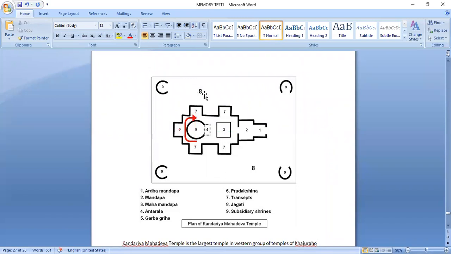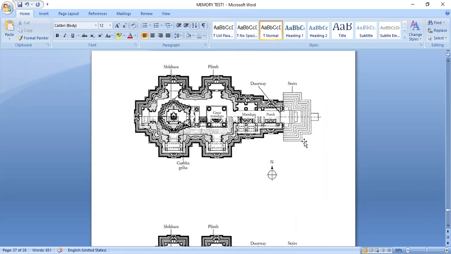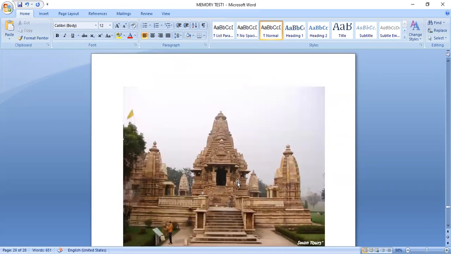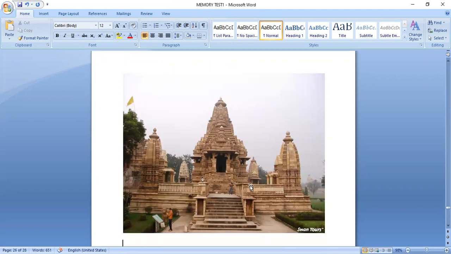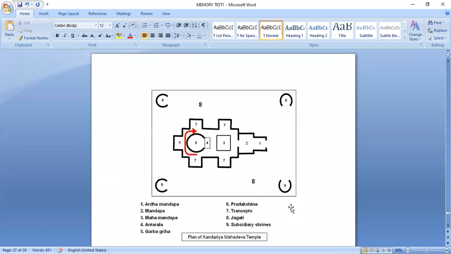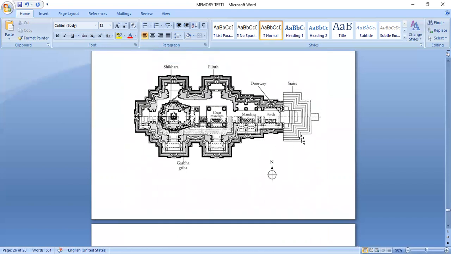Jagati. It is a raised platform on which the temple sits. Okay. Then 9. Here, all these subsidiary shrines, as we saw here, these 1, 2, 3, 4. This is the whole place surrounding the temple, called Jagati, the raised platform. Okay. This is the stairs. This is a porch or Ardha Mandapa. Then this is a Mandapa. This is a Maha Mandapa, greater in size, it's pillared. Okay, plinth, you guys know. Shikhara above the Garbhagriha. Garbhagriha is in the center.